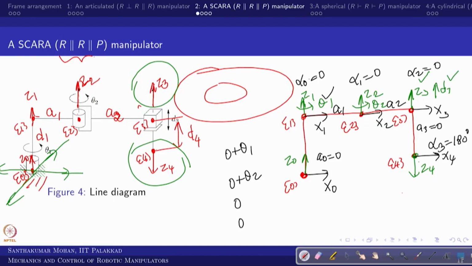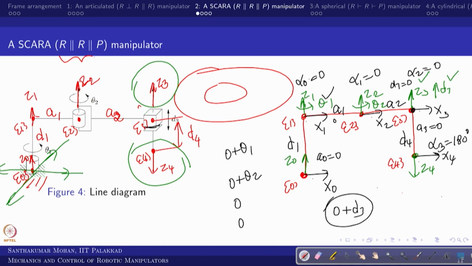So, when coming to the distance, from 0 to 1 there is a distance, that is d1. From 1 to 2 there is no distance, so d2 is 0. From 2 to 3 there is no distance along z3, so d3 is 0, but from 3 to 4 there is a distance, that is d4, in the positive direction. But in addition to that, from 2 to 3 there is a d3 which is a variable like this, right. So you have to write 0 plus d3.